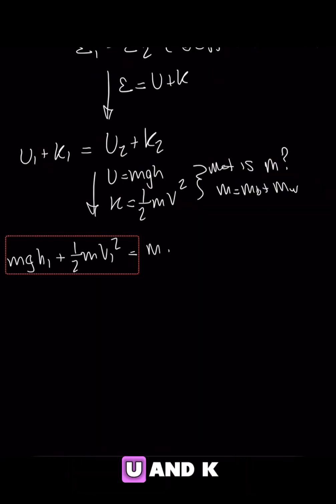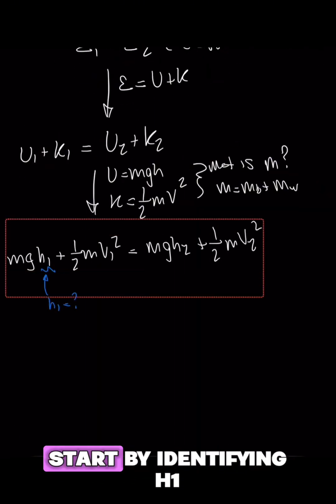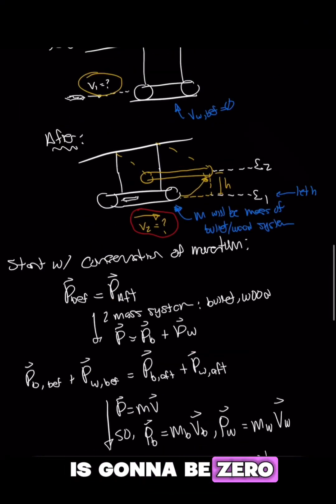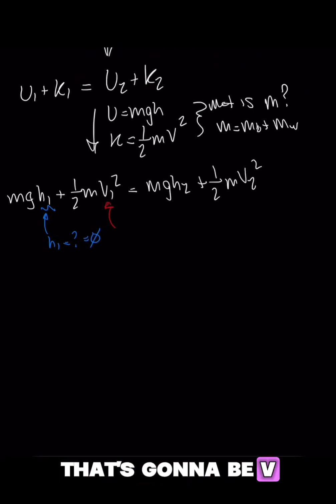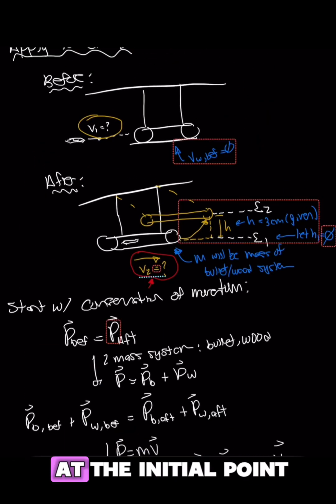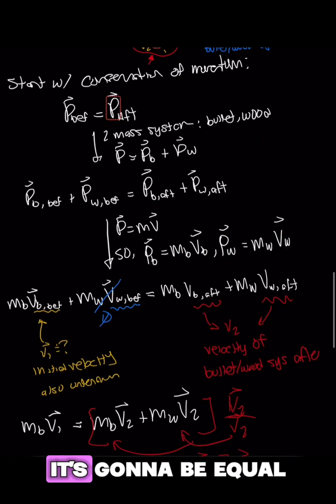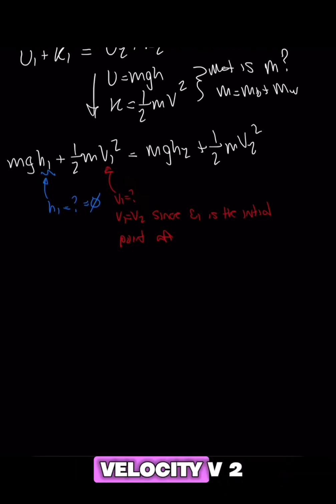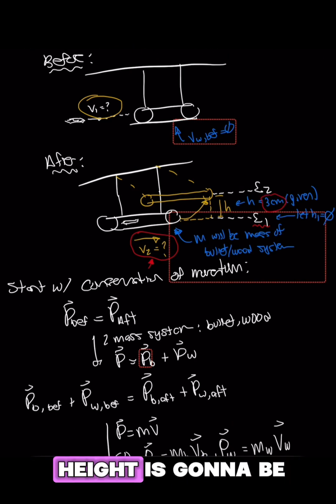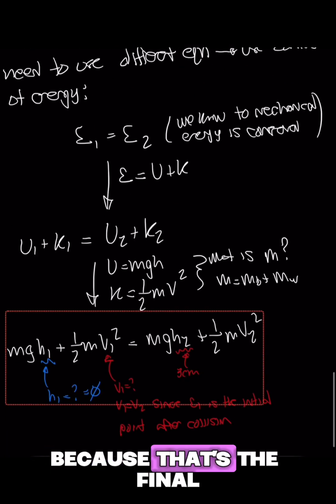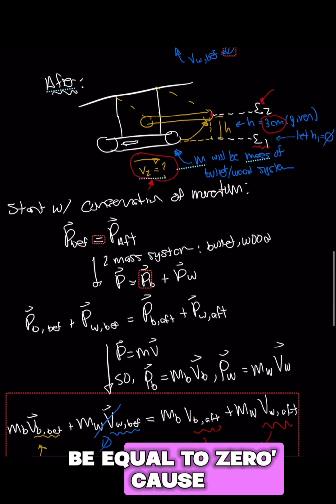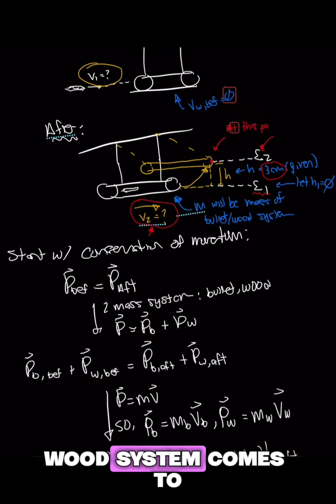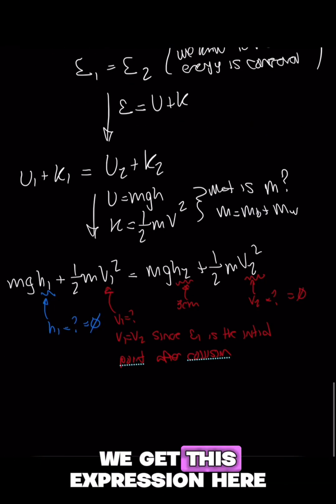Applying these definitions for U and K, we get this expression here, and then we can start by identifying that h1 is going to be 0 because it's at the bottom of the motion. And then v1 is going to be v2 in this case, since E1 is the initial point after the collision, so it's equal to the final collision velocity v2. The second height is going to be 3 centimeters because that's the final height of the bullet-wood system. Then v2 is going to be equal to 0 because we can assume that the bullet-wood system comes to rest. Plugging in these values, we get this expression here.